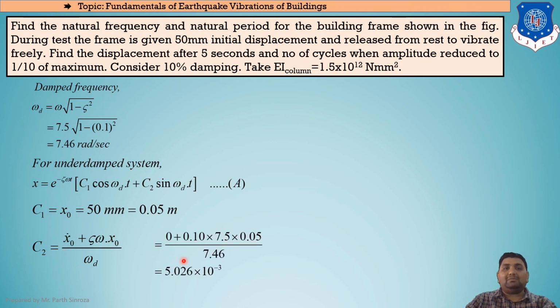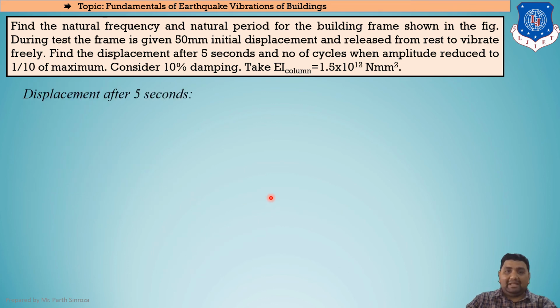So the C2 here comes out to be 5.026 into 10 raised to minus 3. Why so? Because here x0 dot, that means our initial velocity, and as it is released from rest, this x0 dot will be taken to be 0. Clear? So this is our value of C2. Now we need to substitute this value of C1 and C2 in equation number A.